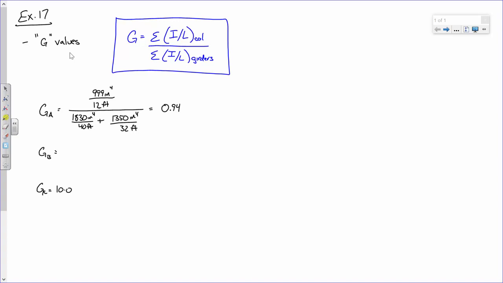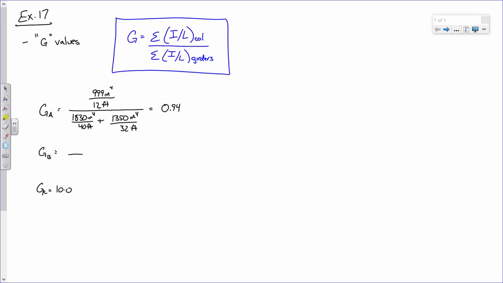Okay. Now that's GA. What about GB? How is this going to change? Well, how many columns are framing into this point? Two. So I've got this plus that. How many girders? This plus this. Okay. So now, how's that going to work out?